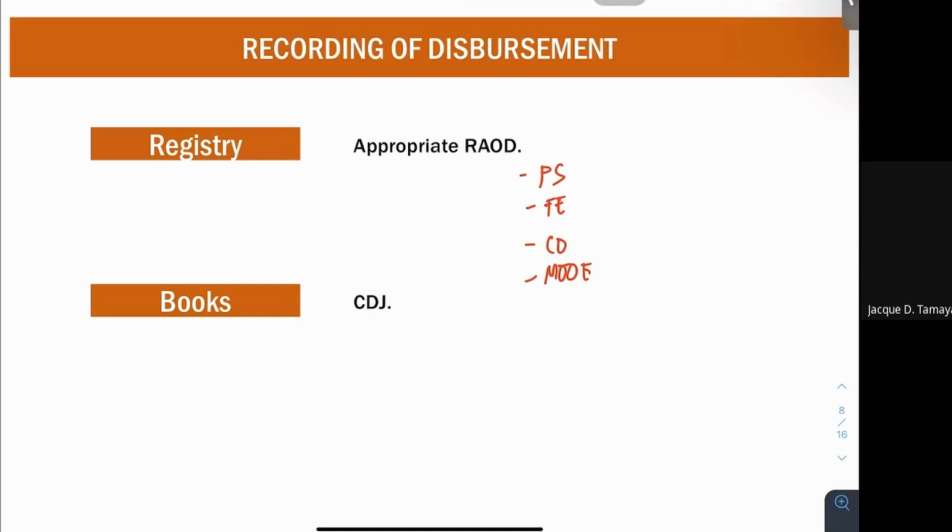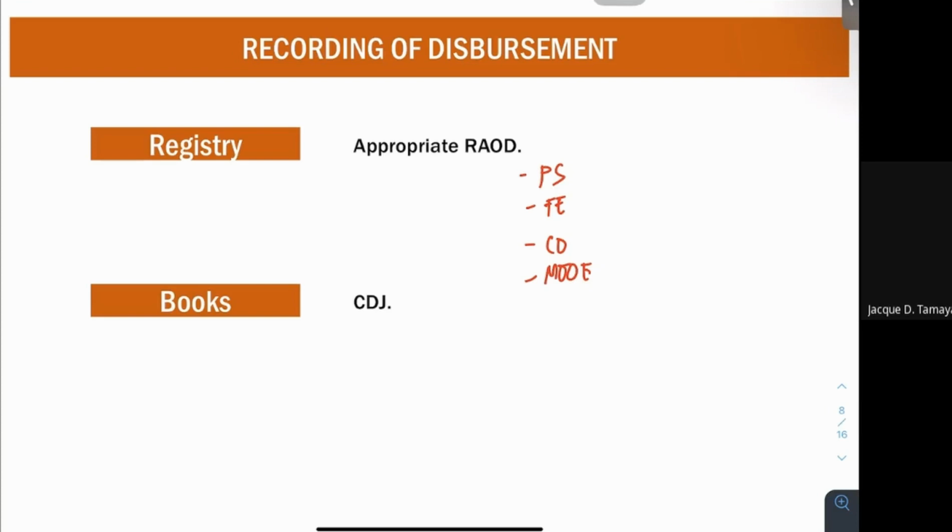And then, once there is a disbursement, what is the supporting document for your disbursement? That is your disbursement voucher. In recording your disbursement, unlike in your appropriation, allotment, and obligation, what we normally make use of are your registries. In your disbursement, we make use of your registry, primarily your RAOD, and we will make use of your books, primarily your cash disbursement journal. However, if certain items cannot be recorded in your cash disbursement journal, then we record them in your general journal.